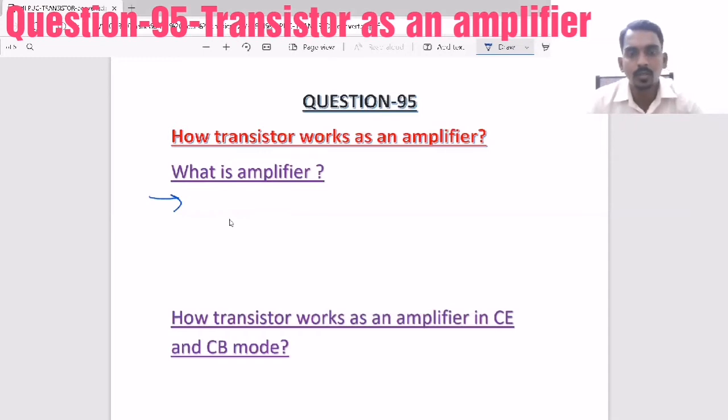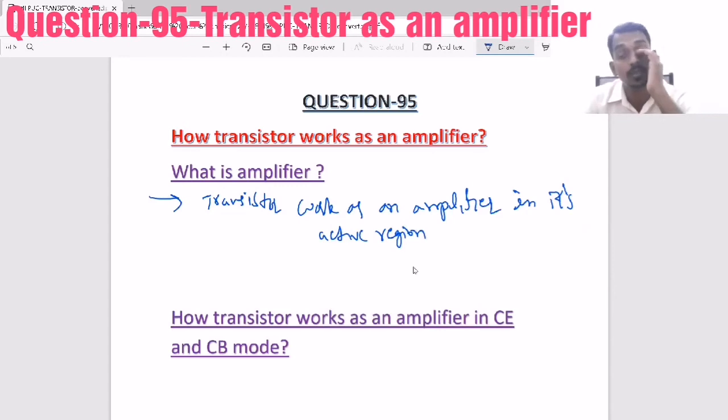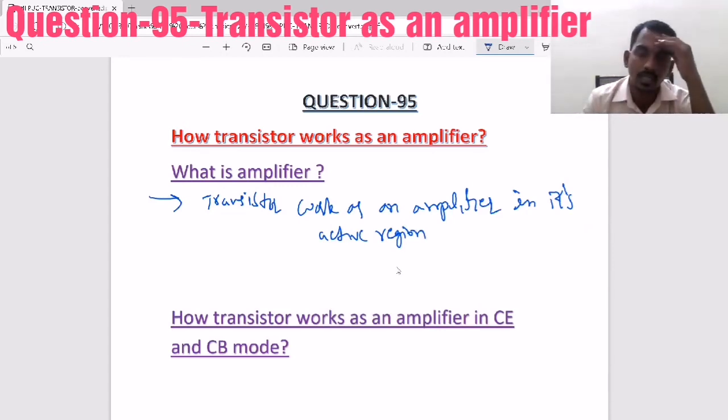Now we are going to study question number 95, related to transistor as an amplifier. So what is an amplifier? A transistor works as an amplifier in its active region. In the cutoff and saturation regions, it will work as a switch, and in the active region, it will work as an amplifier.